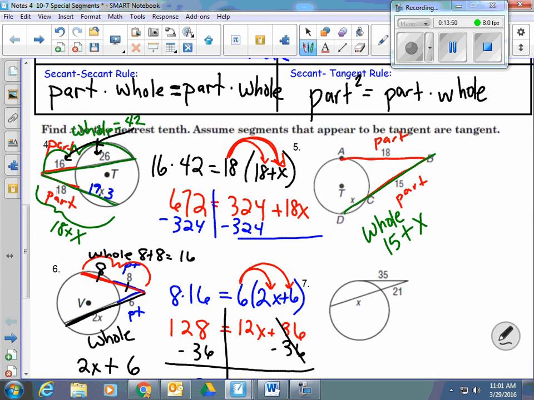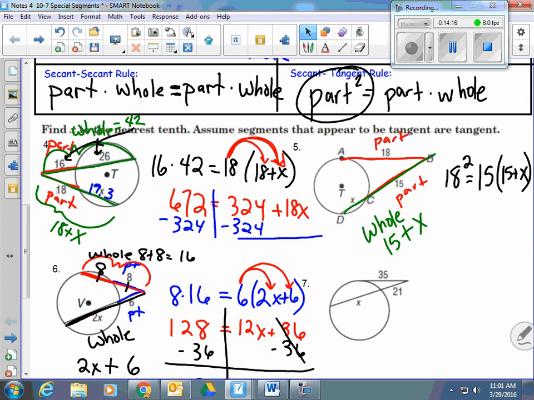Now, because right here did not have a whole, then it's part what? Squared. Part squared right here. So this would be 18 squared. What's my part on the bottom? 15. And I'm going to multiply that by the whole thing, which is 15 plus x. Now what do I have to do? Very good. We need to go out and distribute. 15 times 15 is 225. And then 15 times x is 15x. What's 18 squared? 324.